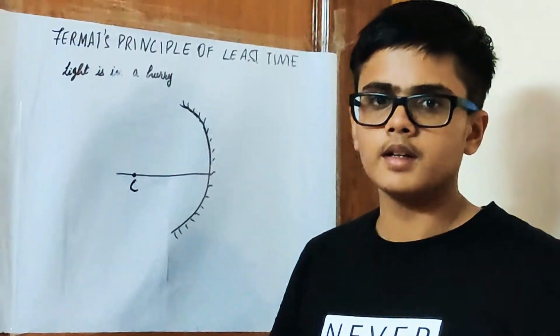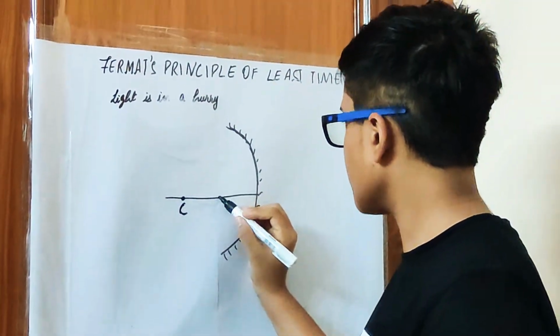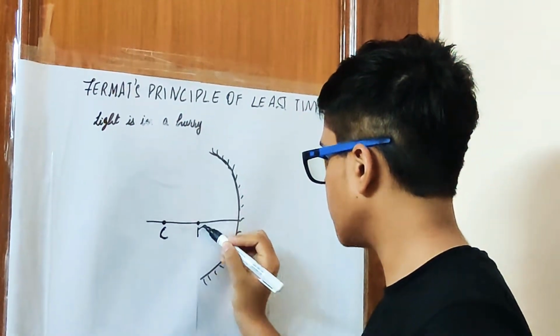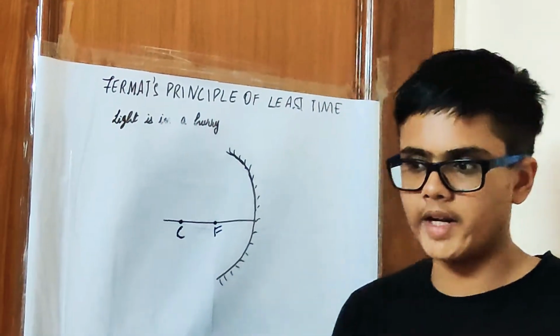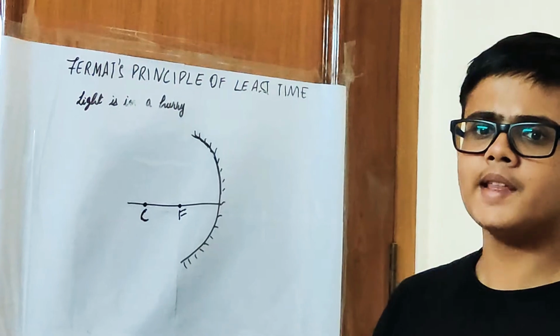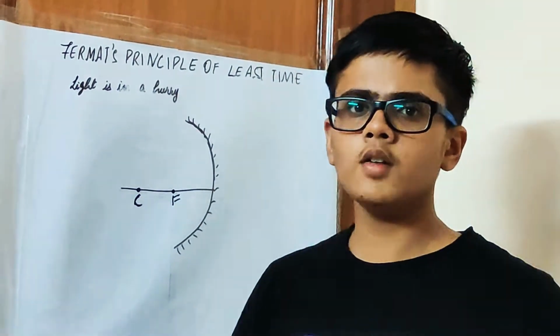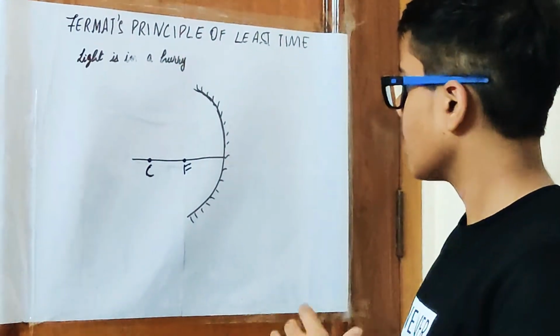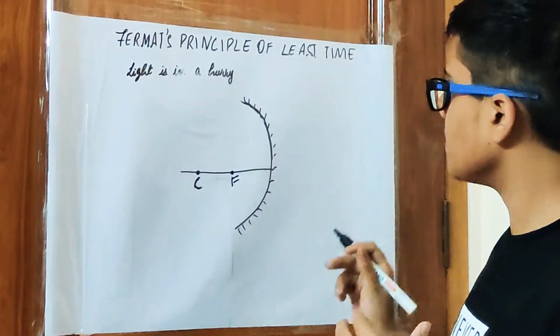Now there is another point called the focus, which is exactly halfway between the pole and the center of curvature. Have we proved it? No, we have not proved it. You can find it online. We'll explain this later on. By the end of the video, I'm sure you will be clear on this. So now this is a spherical mirror.